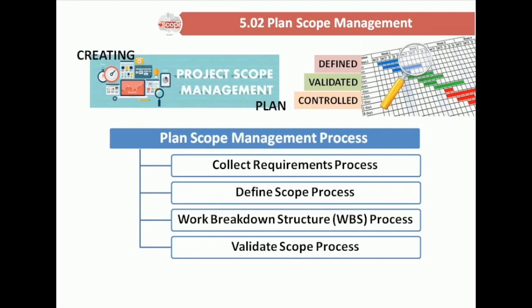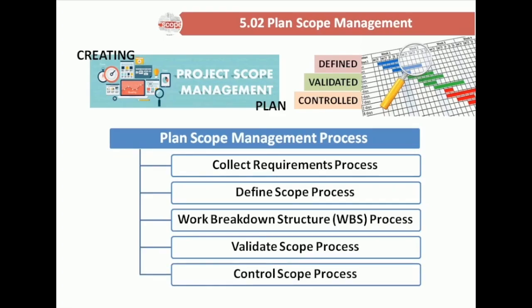Validate scope process. Validate scope is the process of formalizing acceptance of the completed project deliverables. Project teams perform the assigned activities to complete the project scope, and throughout the project, deliverables of the project scope are completed. Once the deliverables are completed, they must be reviewed by the customer to check whether they meet the requirements agreed at the beginning of the project. A deliverable is acceptable and marked as completed only if it is accepted by the customer after checks.